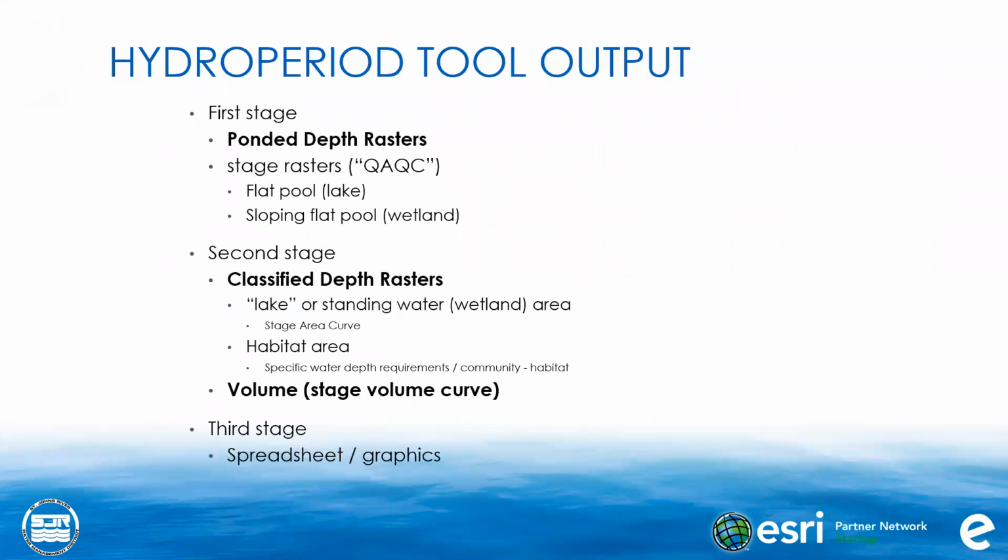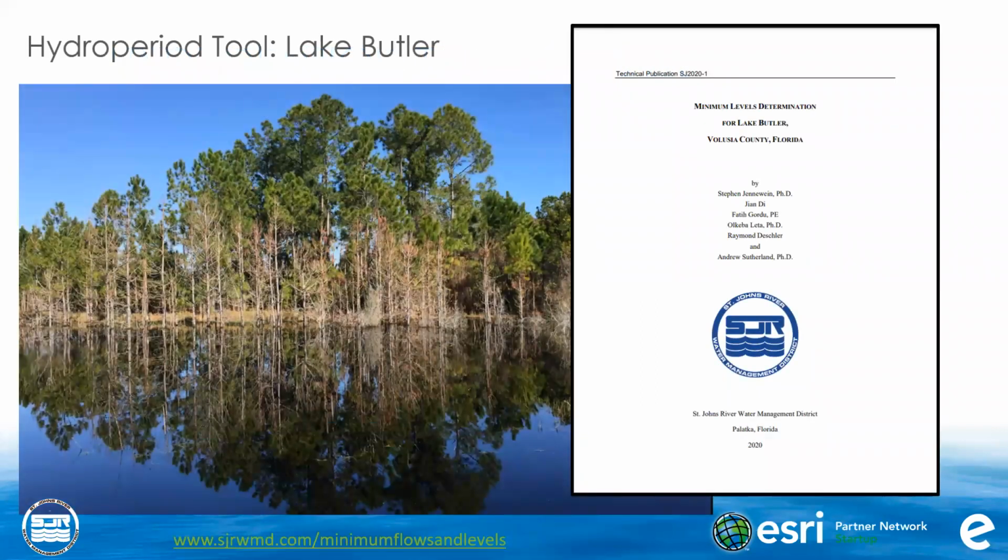So these are the outputs which are primarily used to help determine MFLs. So ponded depth rasters and water surface elevations are created first. Then classified depth rasters are created, representing standing water area. And then a volume table is created, illustrating the volume of water at different stages. So after that's created, we then create stage versus area spreadsheets and graphics of the results to provide to the MFL team. Next.